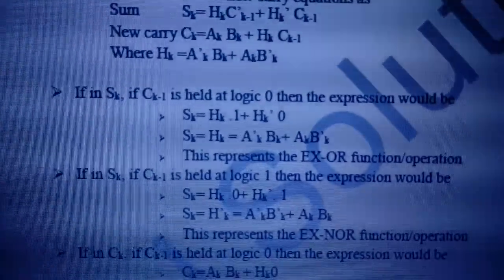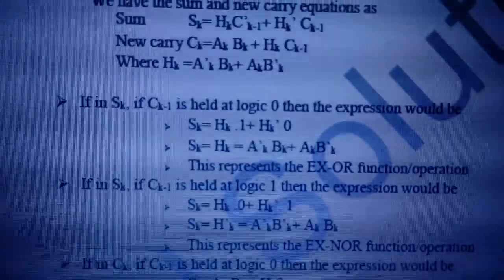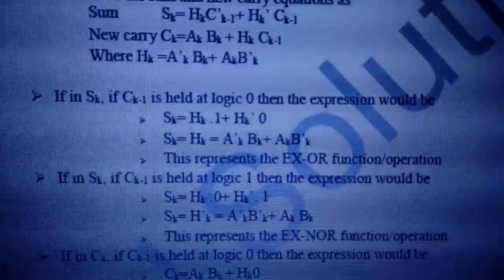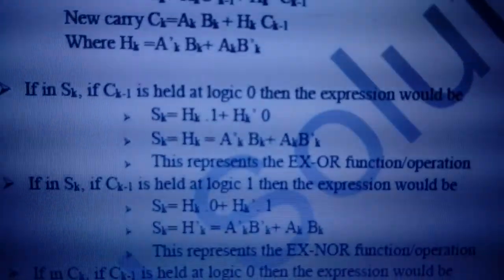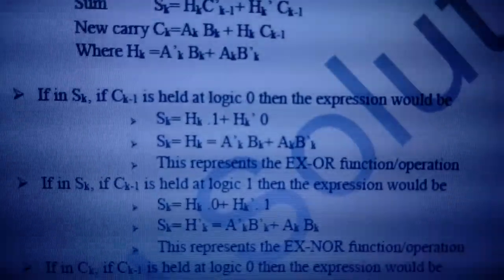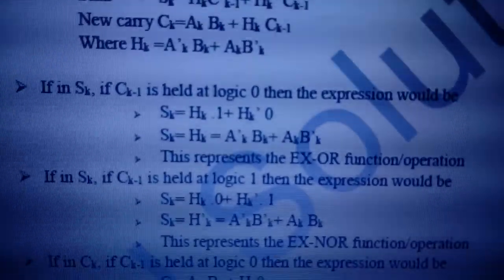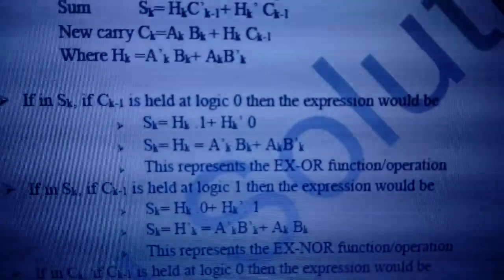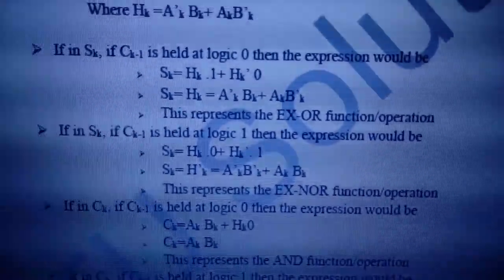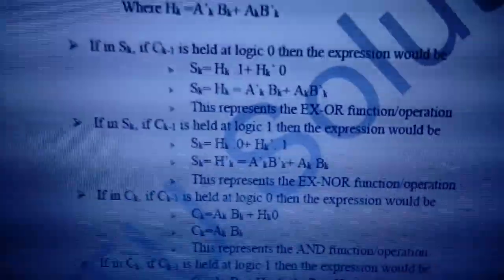So in SK, if CK minus 1 is held at logic 0, then the expression would be SK equal to HK into 1 plus HK bar into 0, so SK will be equal to HK, that is nothing but AK bar BK plus AK BK bar. So this represents the XOR function.